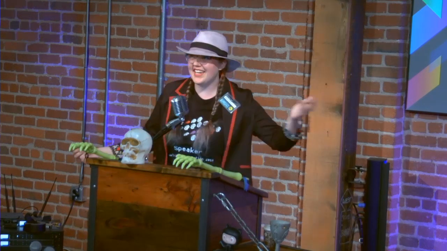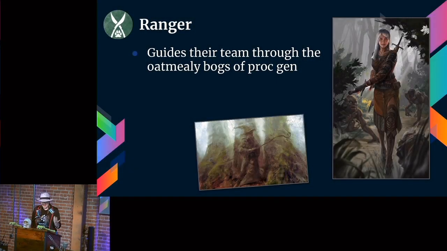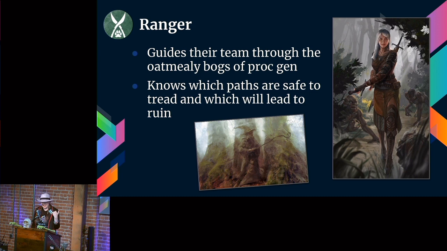And so when you're working on a team, the ranger is the one who can guide you all through the oatmeal-y bogs of procedural generation, which is hugely important. They might not be as talented in one particular area of Proc Gen as something like a wizard, but they know which paths are safe to tread and which will lead to ruin. They can tell you maybe generating your entire map from the terrain up, pixel by pixel, is a very bad idea. But maybe doing something like defining chunks of maps and snapping them together is a good idea, that kind of thing. So very important from a team standpoint.